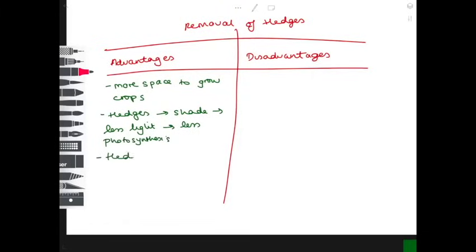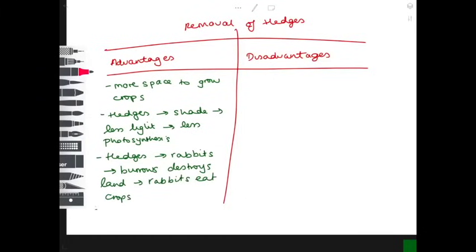Hedges often provide shelter for animals such as rabbits, and rabbits are very destructive forces as far as the farmer is concerned. Their burrows destroy land. And the rabbits eat the crops. Again, a big no-no from the farmer's point of view. And then lastly, they often need trimming, redigging, replanting, so they need a lot of labour in order to maintain them.